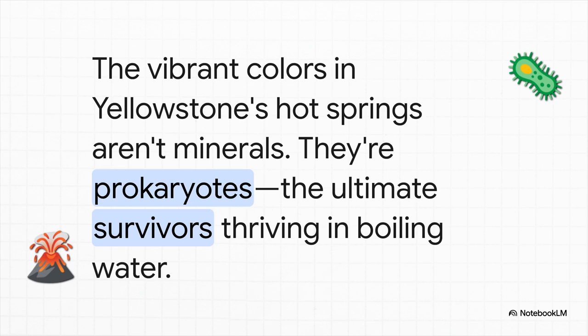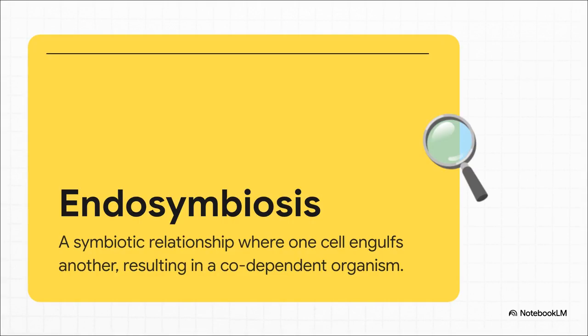Okay, so from those strange biological ghosts, let's move on to the true pioneers of our planet. If you've ever seen those incredible, vibrant colors in Yellowstone's hot springs, you weren't looking at minerals, no. You were looking at prokaryotes, Earth's very first inhabitants, just thriving in boiling hot water. They are the ultimate survivors. So that begs a huge question. How in the world did we get from these super simple, tough-as-nails cells to the complex ones that make up plants, animals, and, well, us?